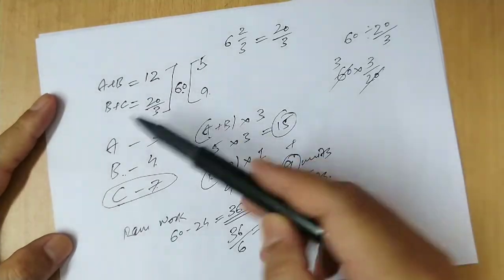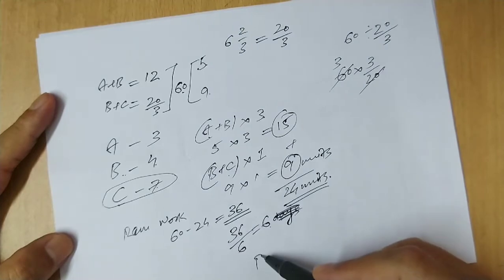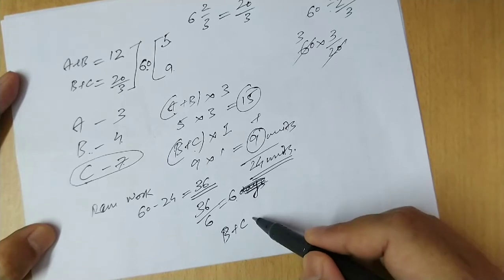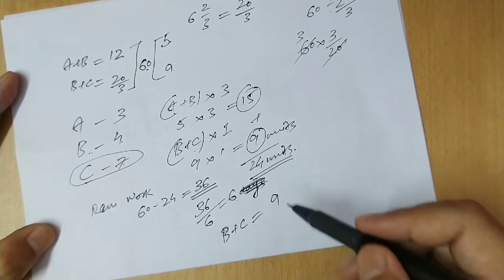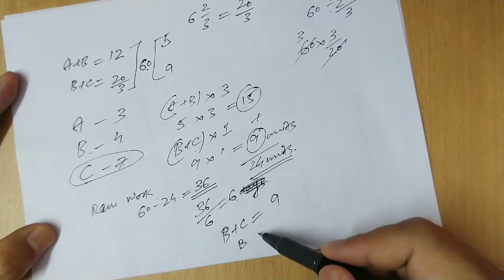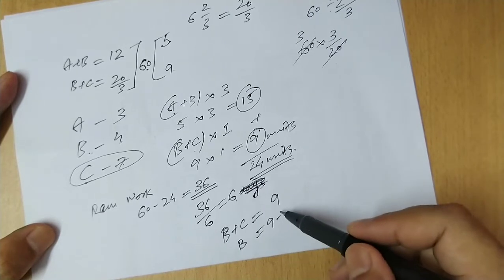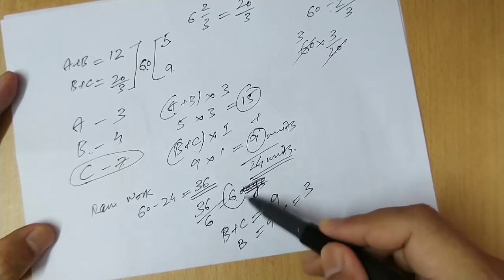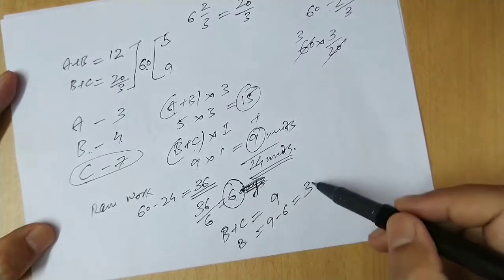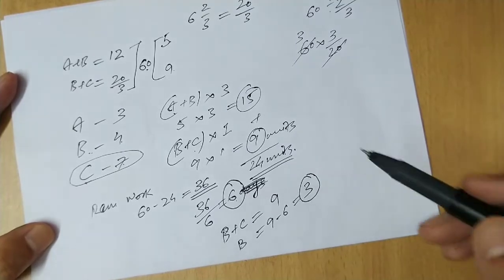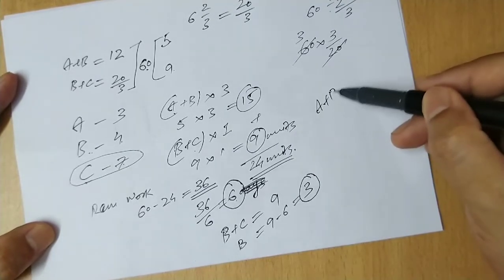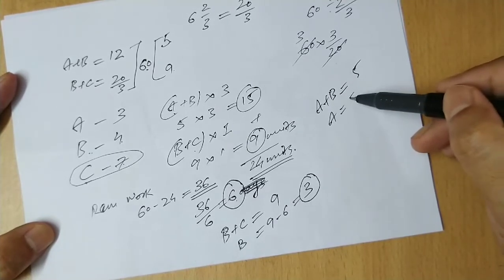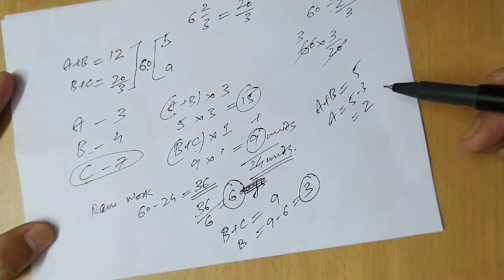Now we already have this equation, which is B plus C, which is 9. So B is equal to 9 minus C, which is 6, is equal to 3. So 6 is the efficiency of C, 3 is the efficiency of B, and we need to find the efficiency of A. A plus B is equal to 5. So A is equal to 5 minus 3 is equal to 2.